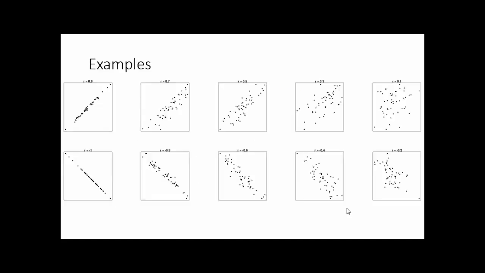Here are a bunch of examples. These are scatter plots, and above each one is the correlation computed from that scatter plot. So you notice that I have a 0.9 correlation right here in the top left. That's what R equals 0.9 means. R is the universal symbol for correlation. I'll talk about that in a minute.